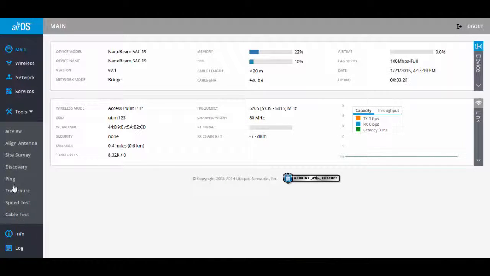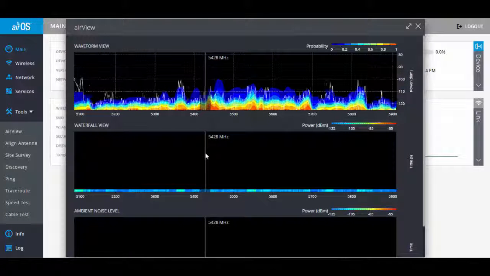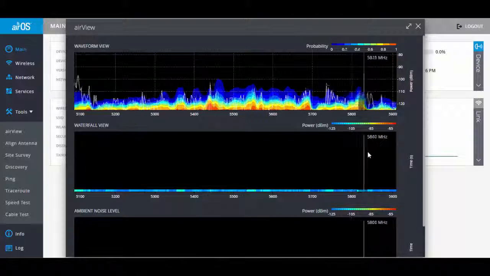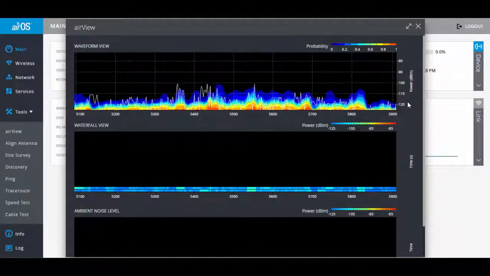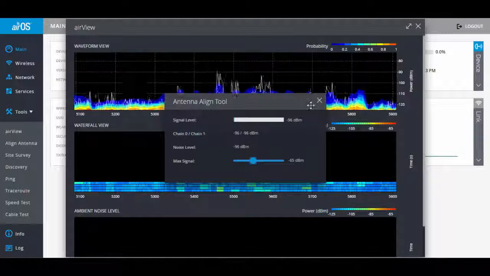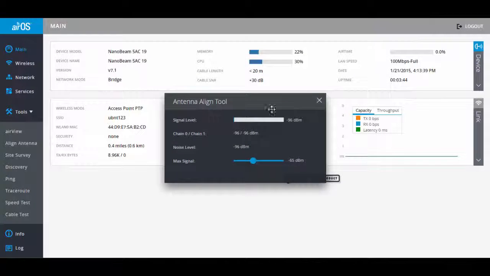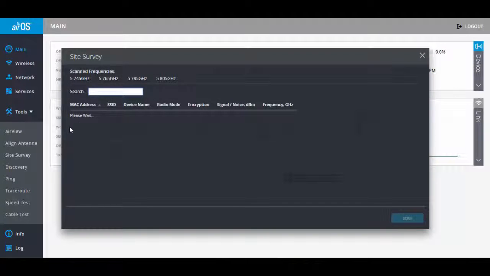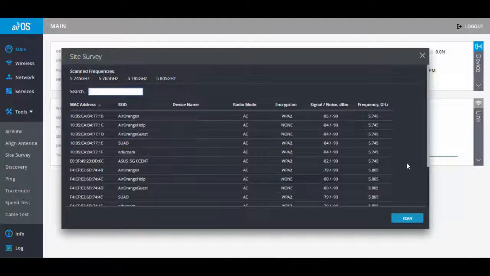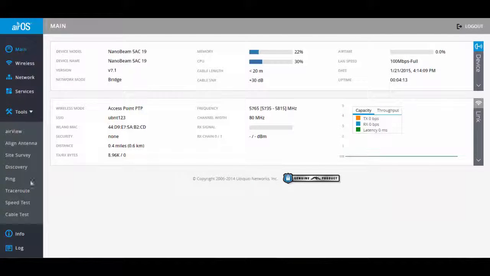Now let us talk about some of the features of AirOS, which is the GUI interface of the Ubiquiti access point. AirView gives you an idea of the traffic on a certain frequency in the spectrum. The antenna align tool is used to help alignment between the transmitting and the receiving antenna. Using the site survey tool, the Ubiquiti access point scans the surroundings and lists other access points, their SSIDs, their MAC addresses, their encryption types, the noise levels, and the frequency they are working on.